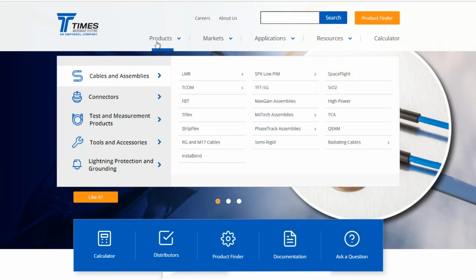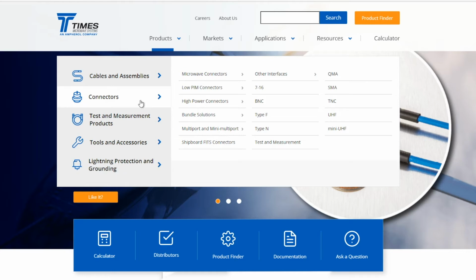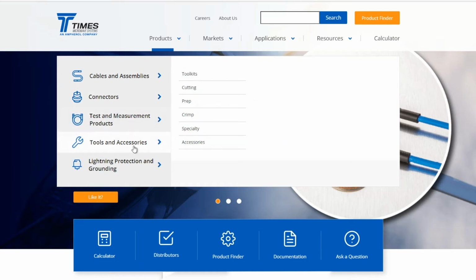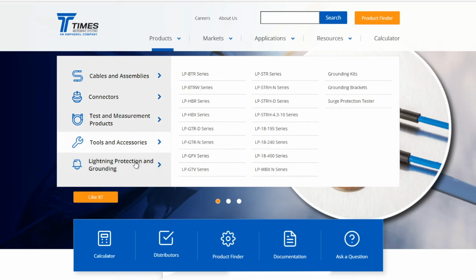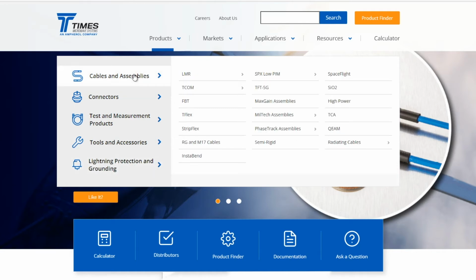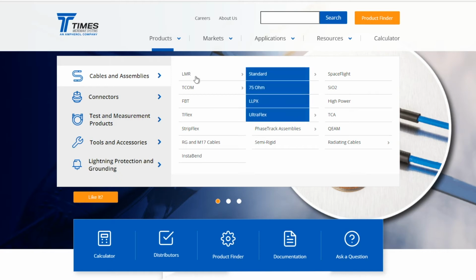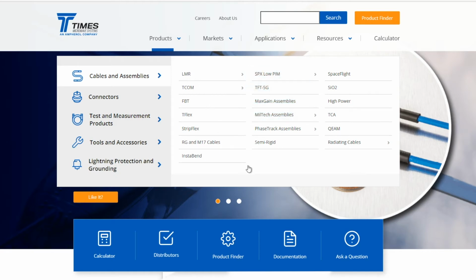The products category is subdivided into smaller categories: cables and assemblies, connectors, test and measurement products, tools and accessories, and lightning protection and grounding. If you hover over cables and assemblies, you will notice that we have broken it down by product family, such as LMR, TCOM, FBT, spaceflight, SiO2, and many more.